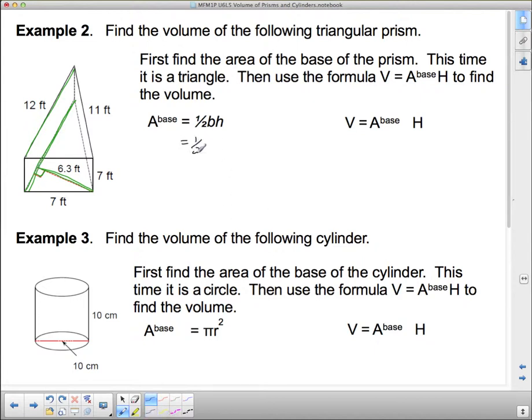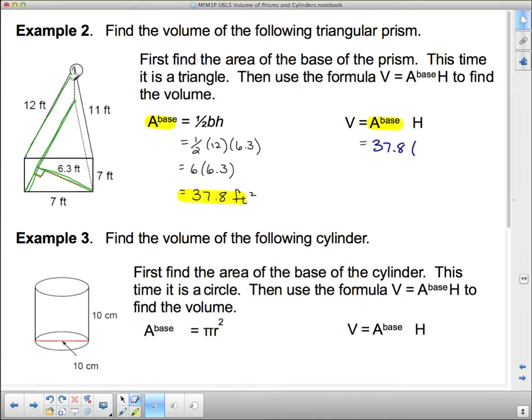So we take a half, the base is 12, and the height, and remember the height is the height of the triangle, 6.3. Half of 12 is 6, so we just do 6 times 6.3, which gives us 37.8. And that is feet squared, because we just found the area of the base. Now, to find the volume, we take the area of the base that we just found, which was 37.8, and we multiply it by the height of the prism. Now, the height of the prism here is the distance from the base to the top.